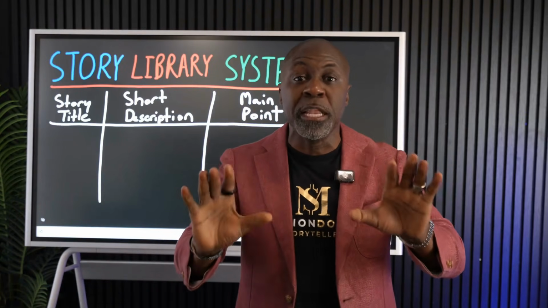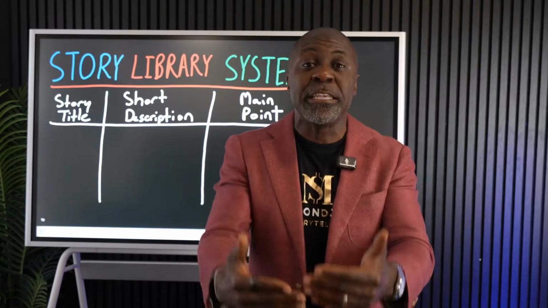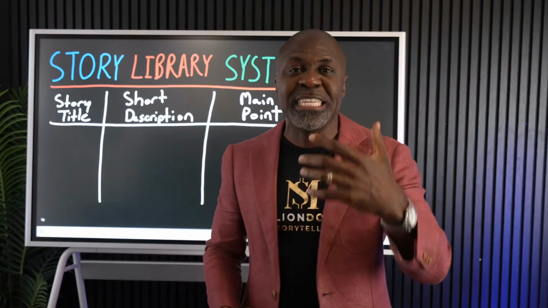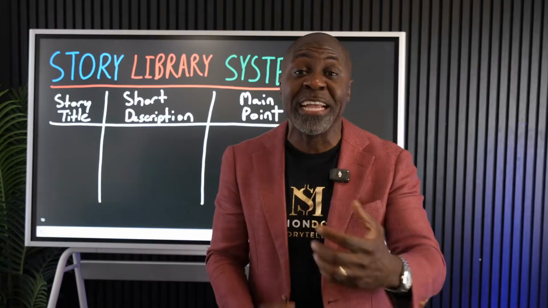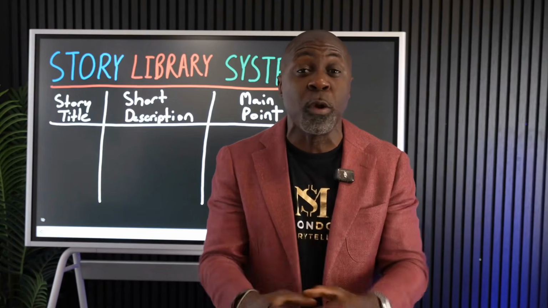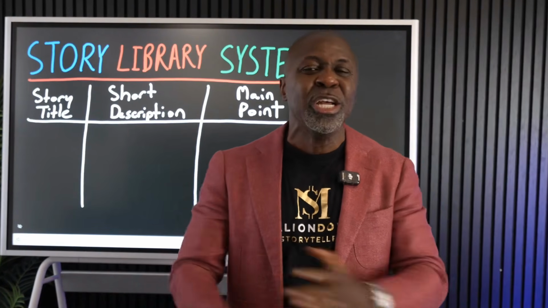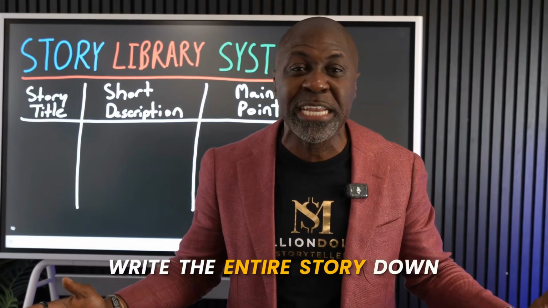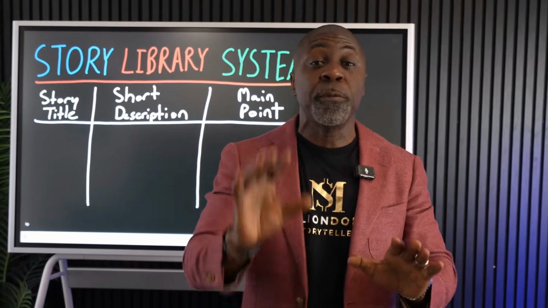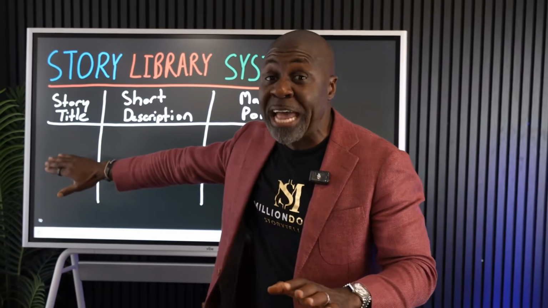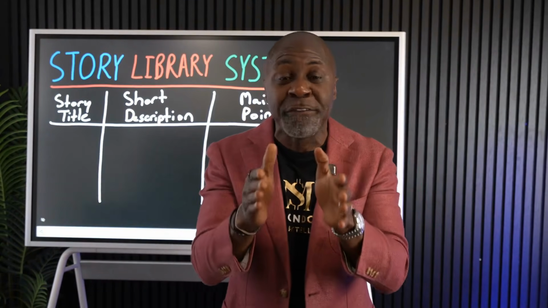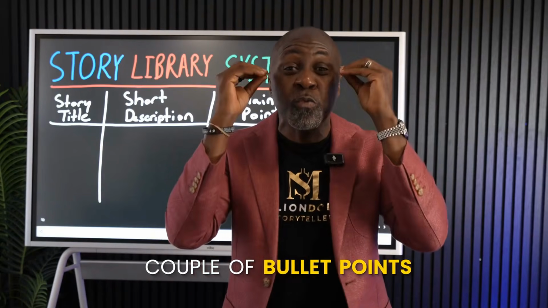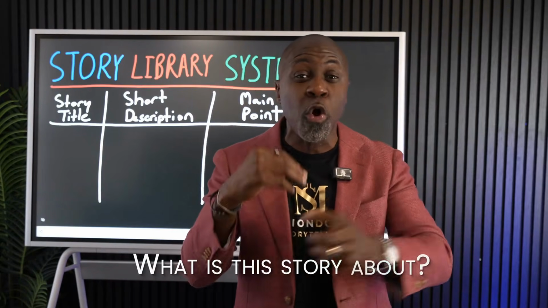These are simply bullet points, so it makes it easy for you to remember the details and the important things that are inside of the story. Once again, don't get carried away. Don't try to write the entire story down. All you're going to do is put a simple story title so that it's easy for you to retrieve, and then make sure that you have a couple of bullet points so that you can remember what this story is about.